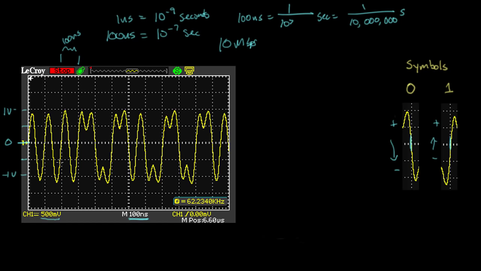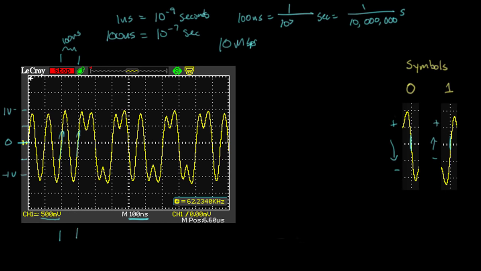So right here, for example, we see a voltage transitioning from a negative voltage to a positive voltage right here. And so that would indicate that that is a 1. And then if we go another 100 nanoseconds, we see that same transition from a negative voltage to a positive voltage, and that means that's another 1. So we're going from negative to positive.